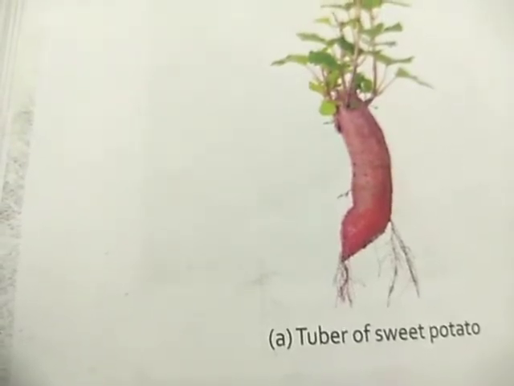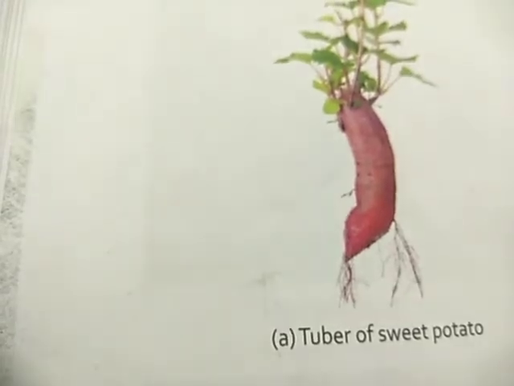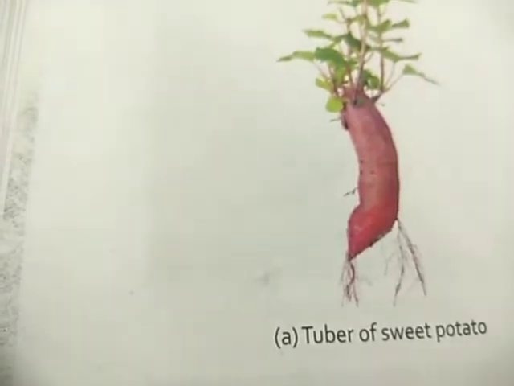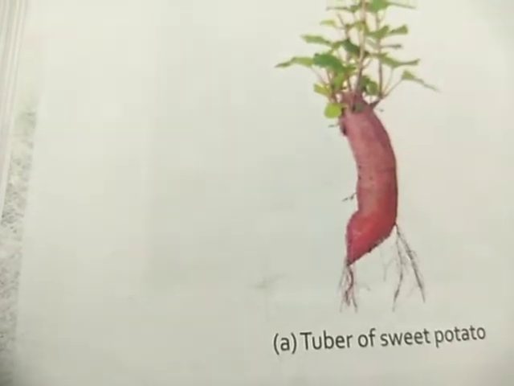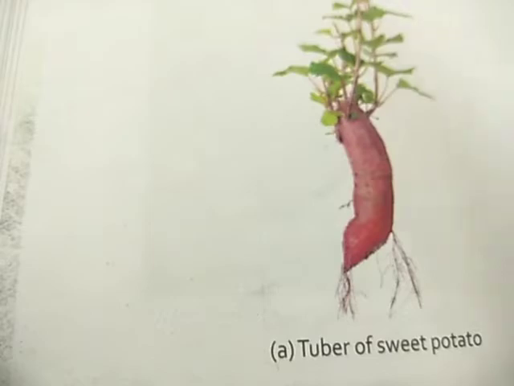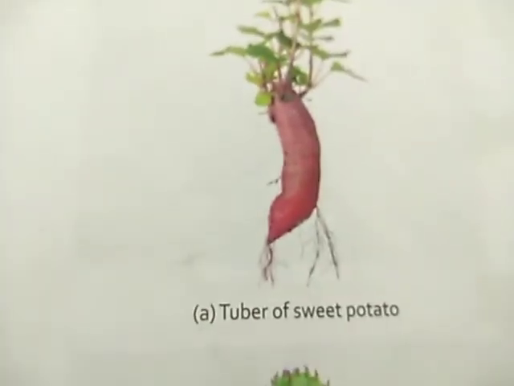Rhizome is a ginger, which is under the ground. A stem which is modified to store food and which is underground is known as what? That is tuber and rhizome. Clear?